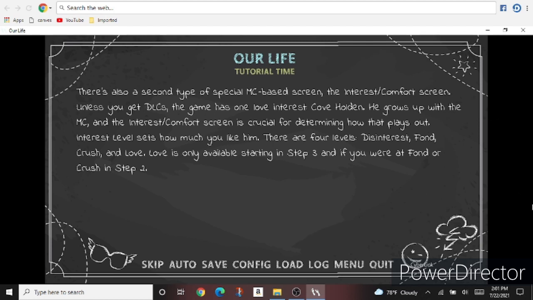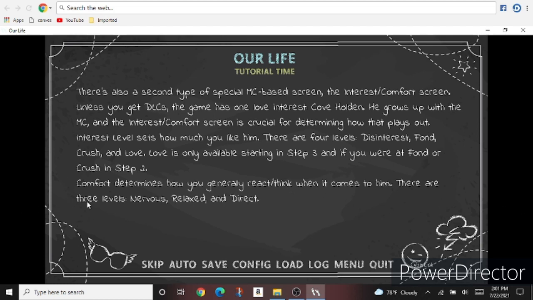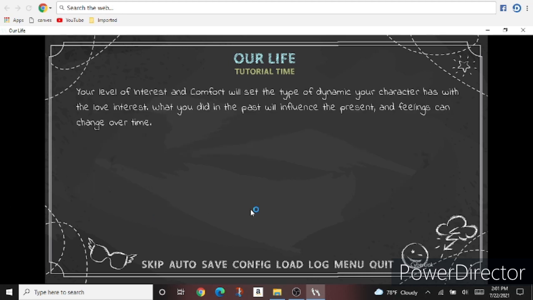Love is only available starting in step 3, and if you are fond or crush in step 2, comfort determines how you genuinely react when it comes to him. There are 3 levels: nervous, relaxed, or cozy. The level of interest and comfort will specify the dynamic your character has with the love interest. What you know in the past will influence the present, and feelings can change over time.